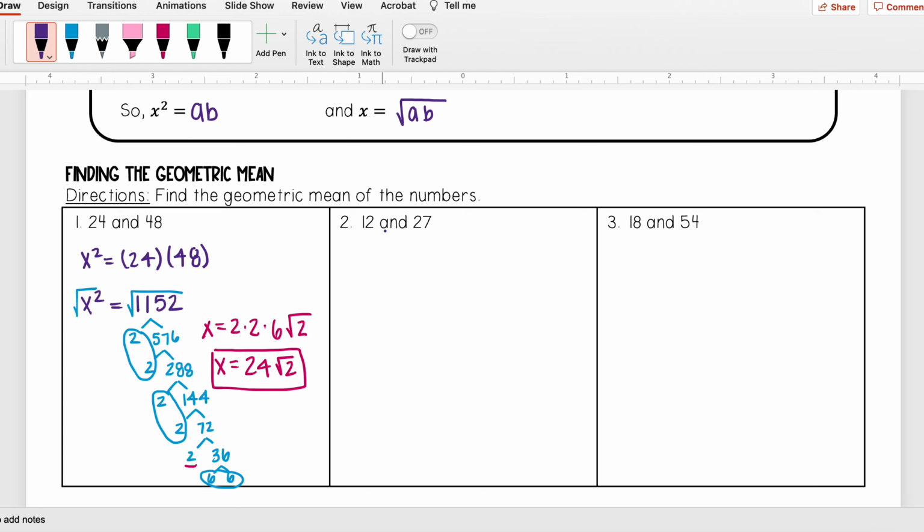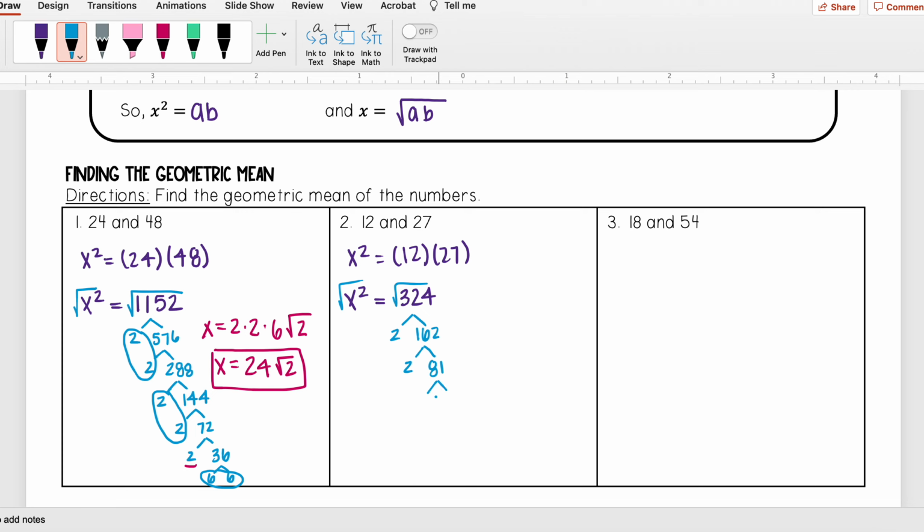Okay, let's try another one. Here I want to find the geometric mean of the numbers. So x squared is equal to my two numbers multiplied together, 12 times 27, which is 324. Then I take the square root of both sides. Again, I need to simplify this radical, so I can divide by 2 since this is even, and I get 162. Divide by 2 again, and I get 81.